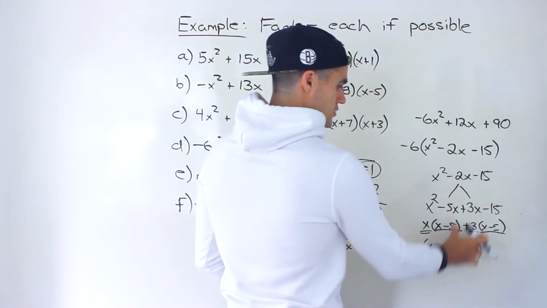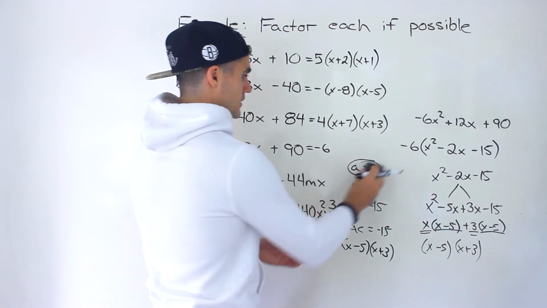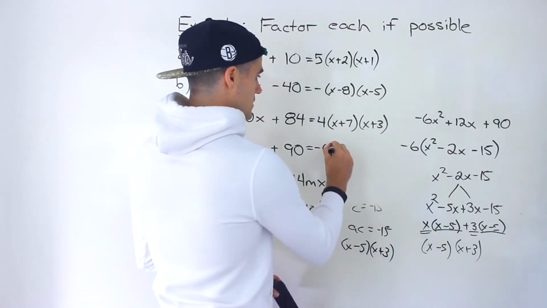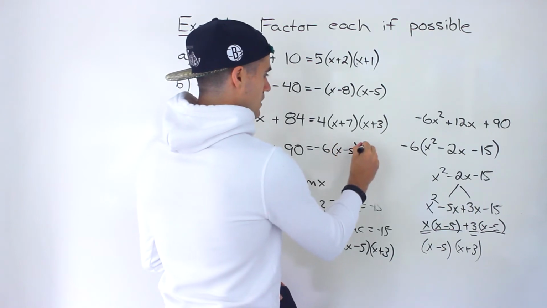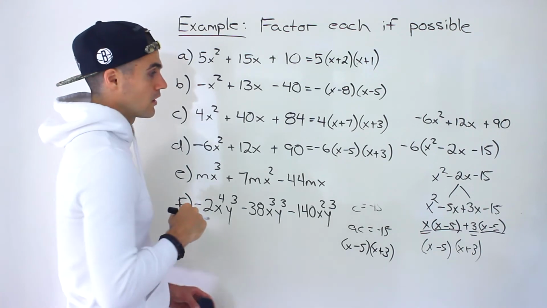All right, so this expression factors into that. Don't forget the -6 in front, right? So this would be -6(x - 5)(x + 3). So that ends up being the answer for part D.